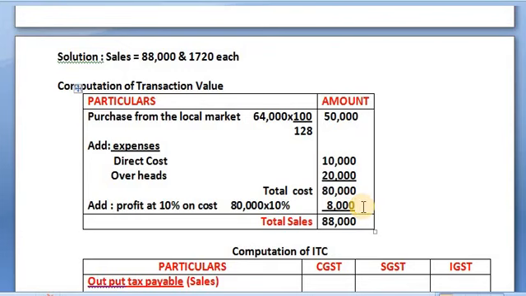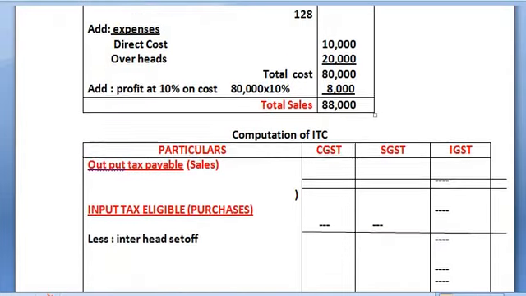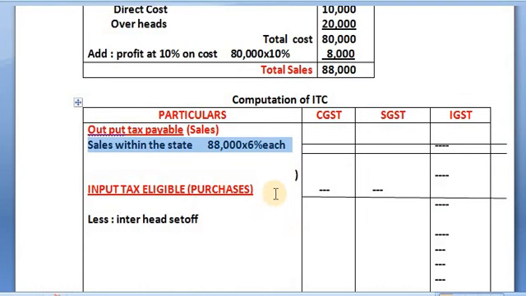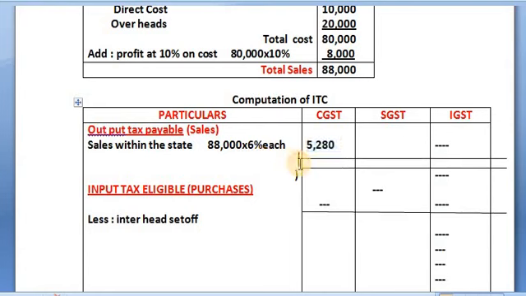So now we have already calculated this sales, and we have to find out the ITC. Okay, now sales within the state. So what is the sales rate? 88,000. 12% tax rate, take 6 each. As they have not mentioned any type of sales, within the state or outside, we assume it as the intra-state transaction.